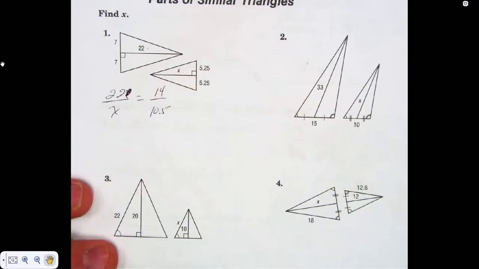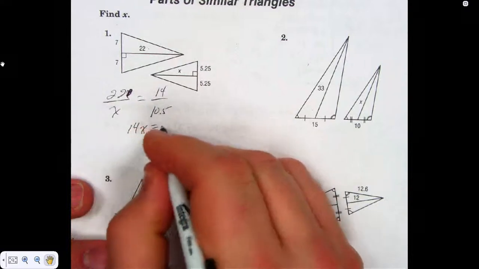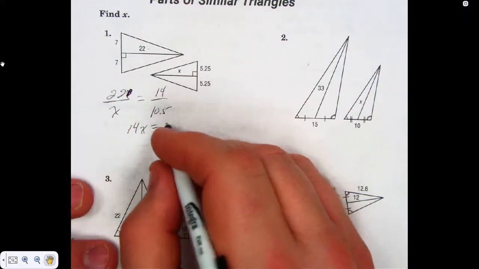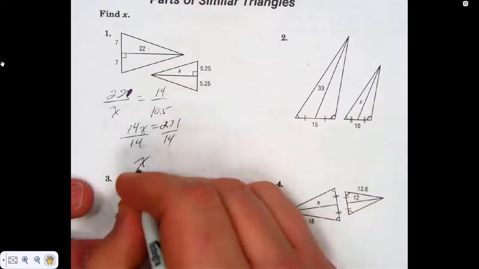I was talking about 5 and 6. Cross multiply, 14x is equal to 231. Divided by 14, x is equal to what?